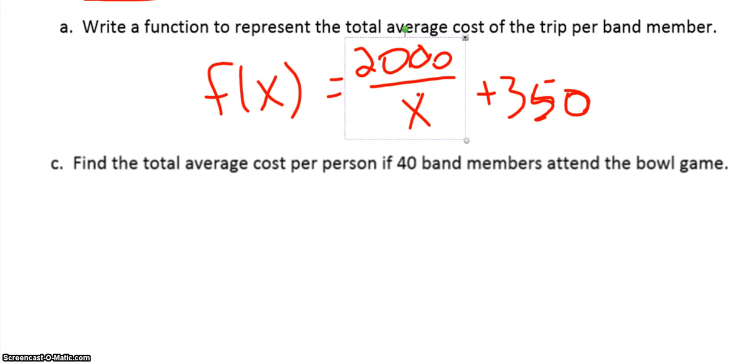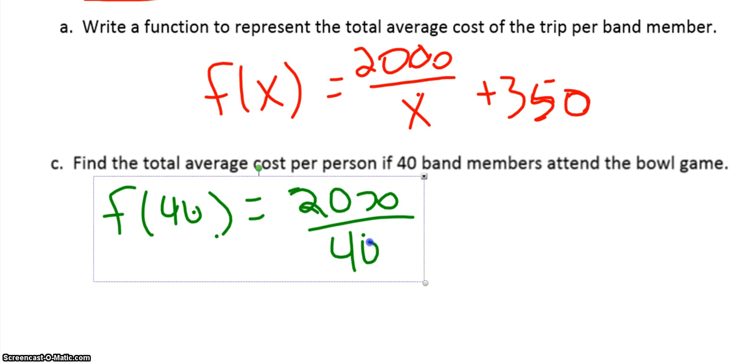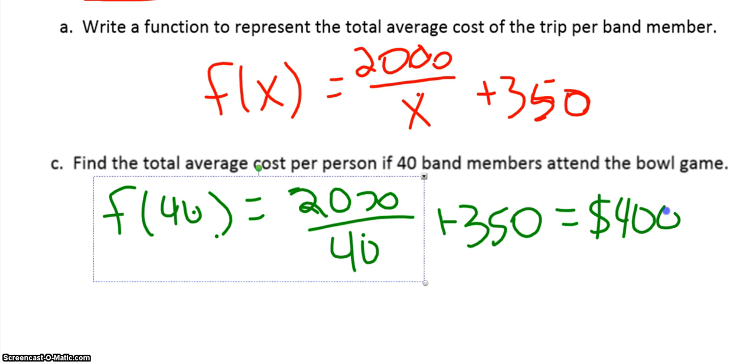Next one. Find the total average cost per person if 40 band members attend the bowl game. So I'm going to take 40 and plug it in for x. So f of 40 equals 2,000 divided by 40 plus 350. Type that in your calculator, and you get $400. So each band member has to pay $400 if there are 40 band members in the band. If you have any questions on that, pause it, rewind, and go back through.